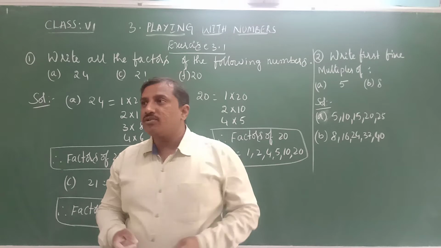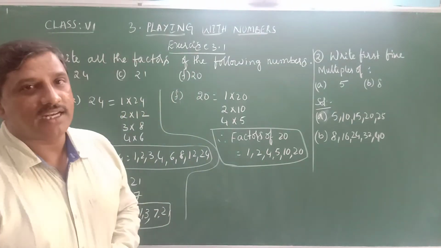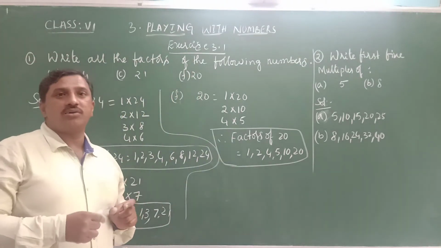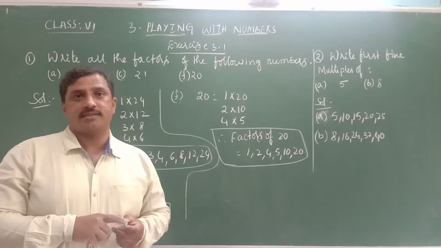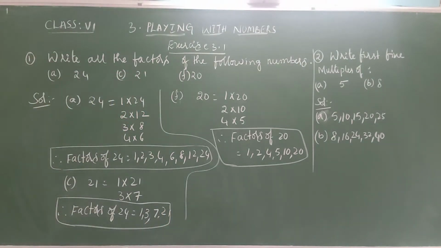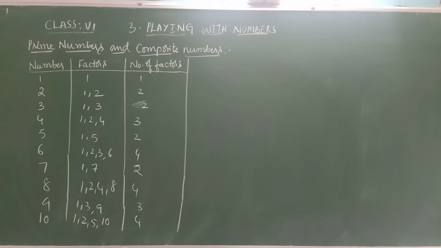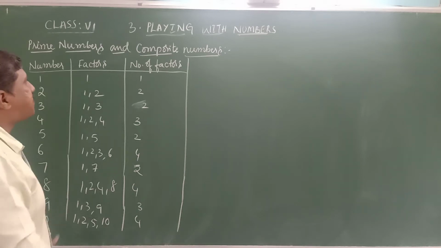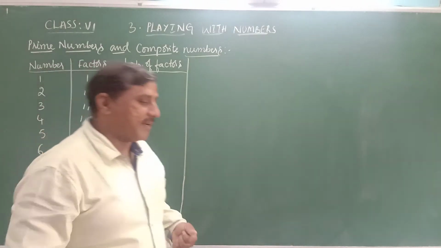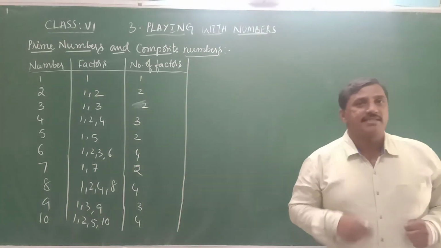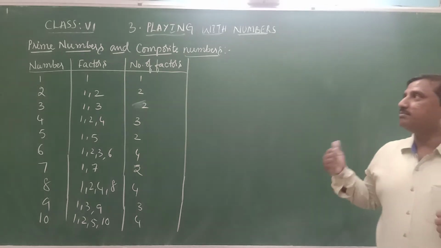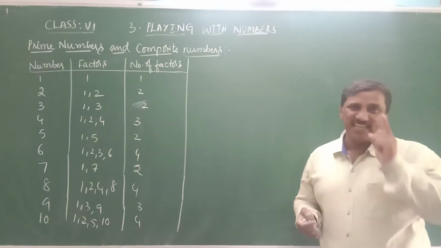So this is about factors and multiples. Now we will continue with prime numbers and composite numbers. What are prime numbers and what are composite numbers? How to identify prime numbers and composite numbers?